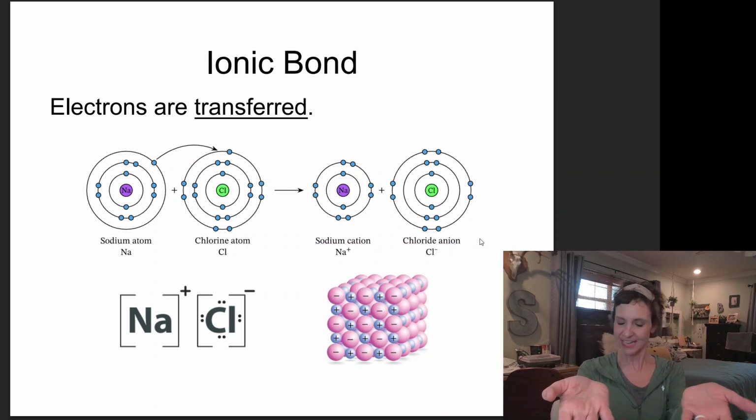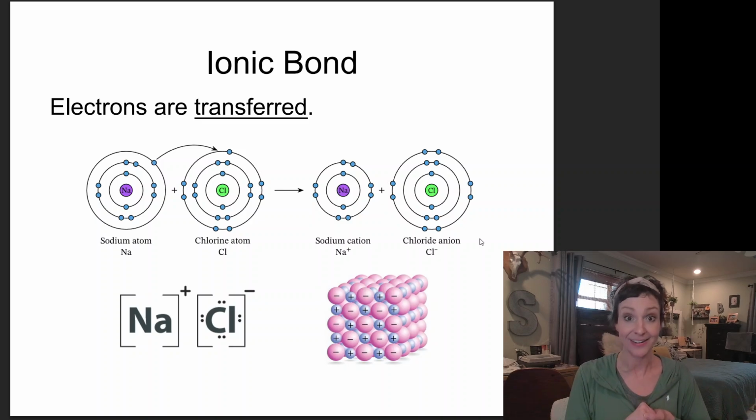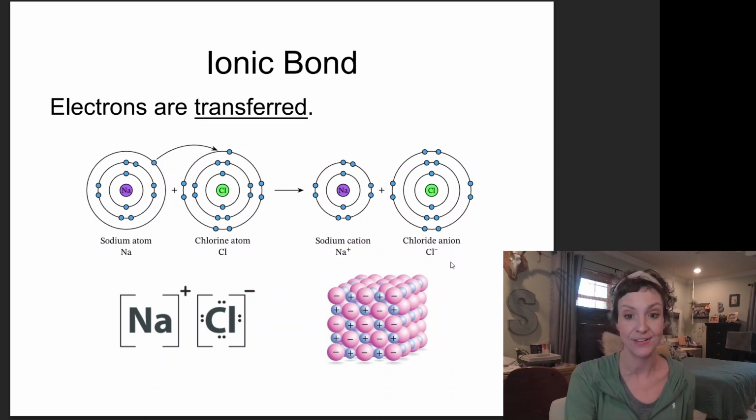I'm now also looking at two things that are not connected together. Yeah, ionic bonds are not physically connected. But what I've created is a positive ion and a negative ion. That looks like an electrostatic attraction to me. And yes, so ionic bonds are just an electrostatic attraction between a positive cation and a negative anion due to the transfer of those electrons.